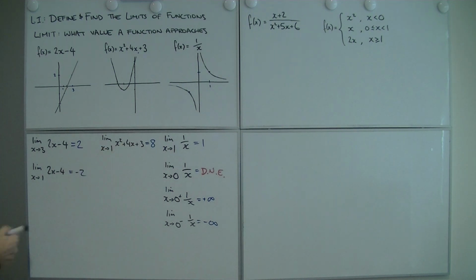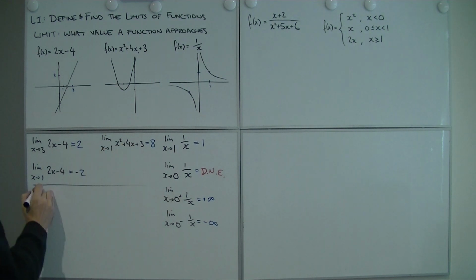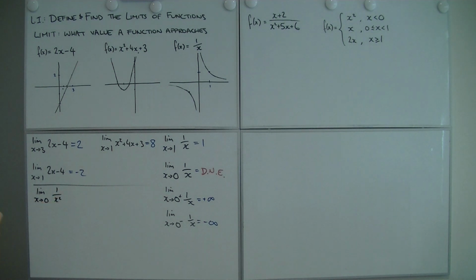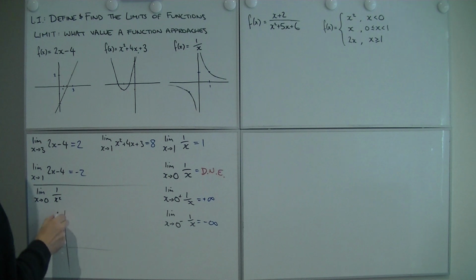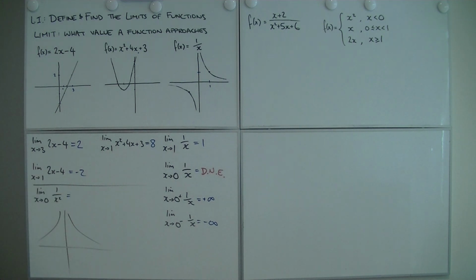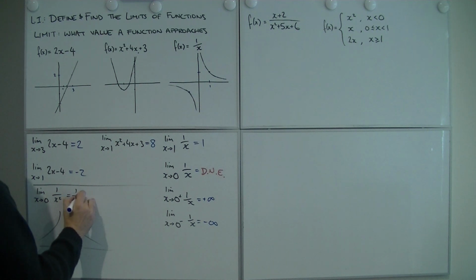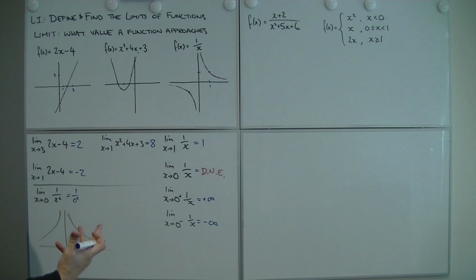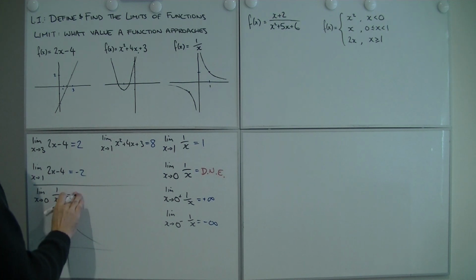So as a counterpoint to this, let's say the limit as x approaches 0 for 1 on x squared. Okay, well, we know what that looks like. Something like that. What does this thing equal? Well, if we do it the naive way, we get 1 over 0 squared. Well, that's 1 over 0, undefined. That's not going to help me. So I have to do a bit more thinking.